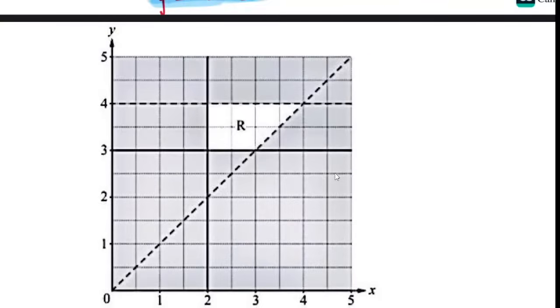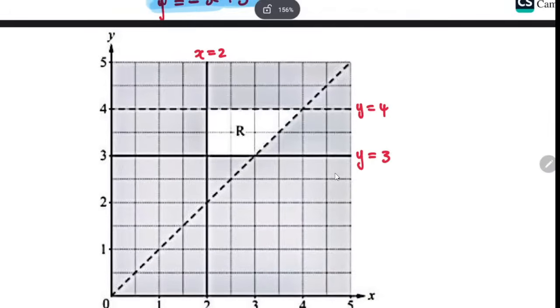Let's do this one. Cuts the y-axis at 3, so it's y equal to 3. Cuts the y-axis at 4, y equal to 4. Cuts the x-axis at 2, x equal to 2. We are left with this slanted one, which is easy. Can you see it goes corner to corner to corner to corner to corner, and it's going up, so it's the line y equal to x.